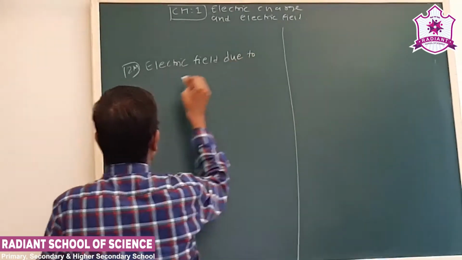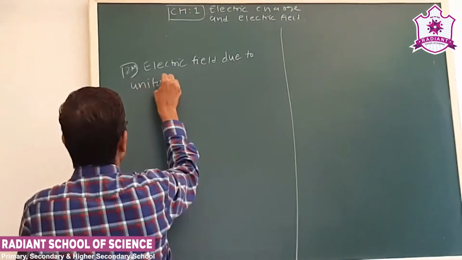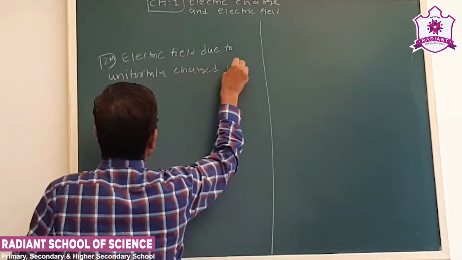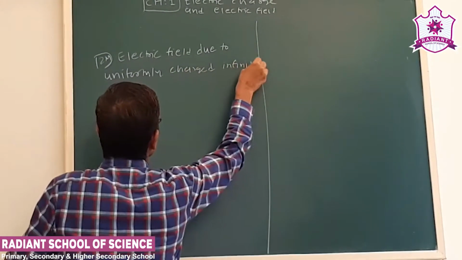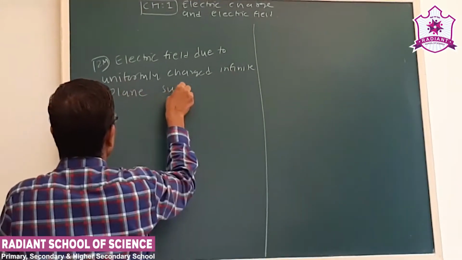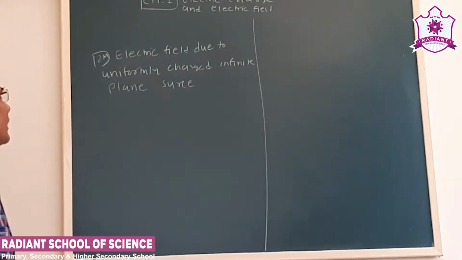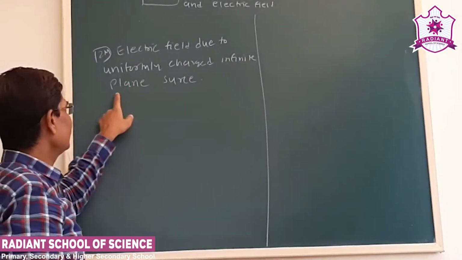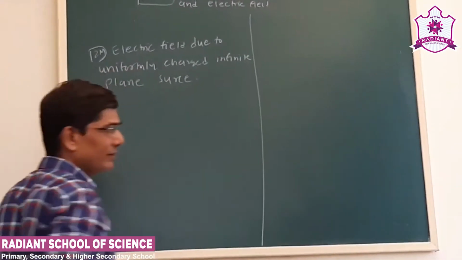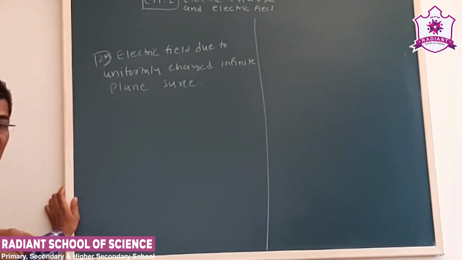due to a uniformly charged infinite plane surface. Electric field due to uniformly charged infinite plane surface. Now see, whenever there is a plane surface, we have to go for the surface charge density.